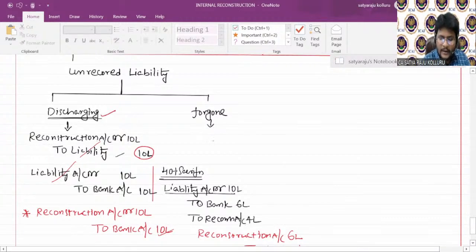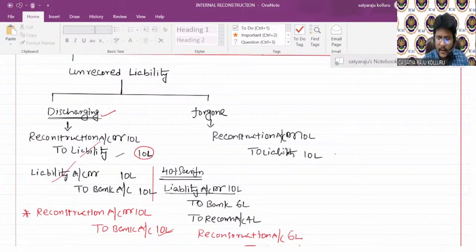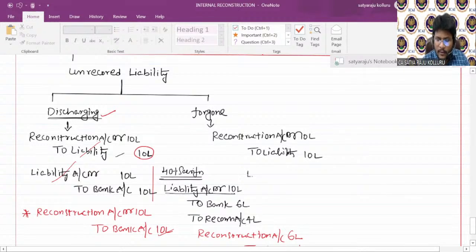Now, at the time of recording, the entry is reconstruction account debtor to liability account, which is the same at the time of recording. Let us assume 10 lakh, 10 lakh. Am I right? Now, if the entire amount is foregone by the other party, the entry is liability account debtor to reconstruction. Profit should be transferred to reconstruction account, right?